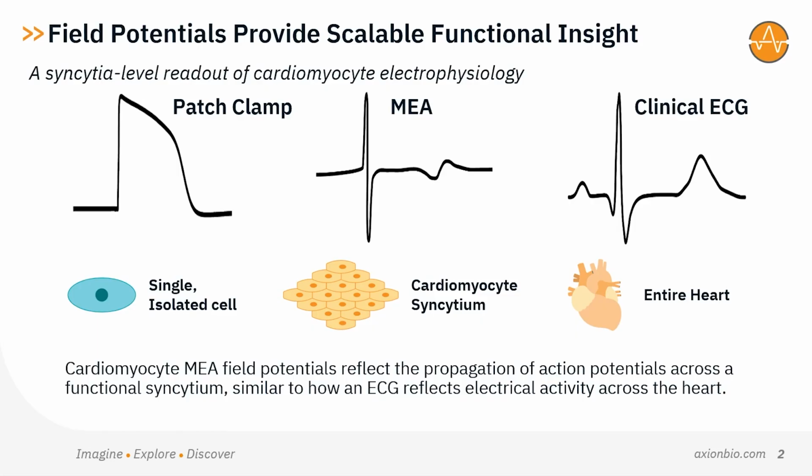MEA sits in a valuable middle position. It records from functional cardiomyocytes in vitro. Cardiomyocyte MEA field potentials reflect the propagation of action potentials across a functional syncytium, similar in concept to how an ECG reflects electrical activity across the heart. That makes MEA a powerful platform for scalable cardiac electrophysiology. We can look at the functional activity across many wells in a label-free format from intact cardiomyocyte monolayers. However, as I mentioned, patch clamping provides valuable insight into cardiomyocyte behavior.